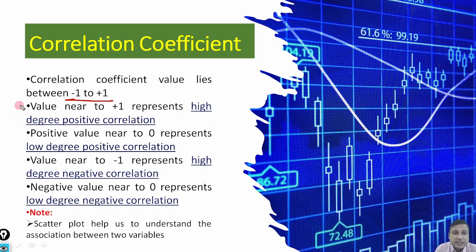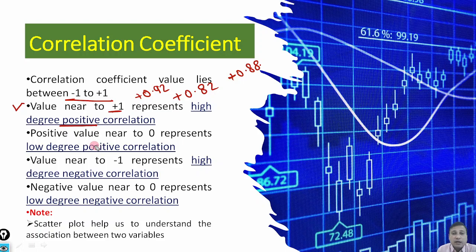The first category is, suppose we get a mathematical value near +1, like +0.92, +0.82 or +0.88. Then those values represent that there is a high degree positive correlation between those two variables.